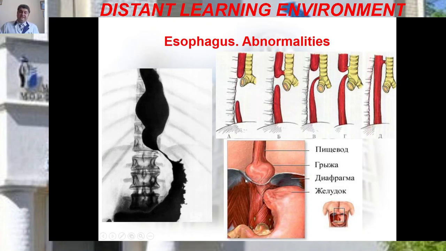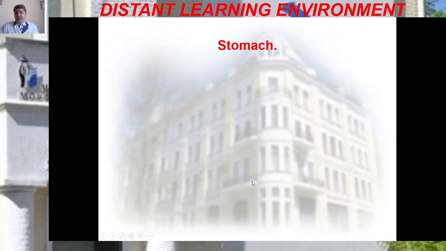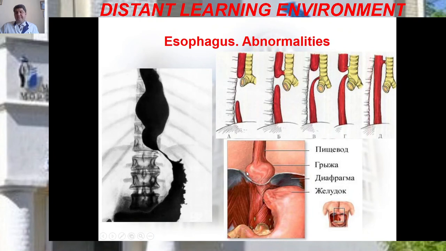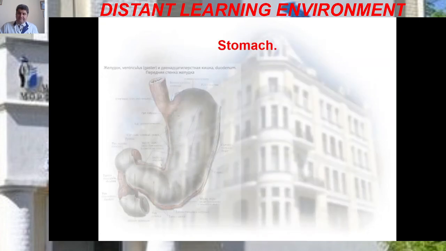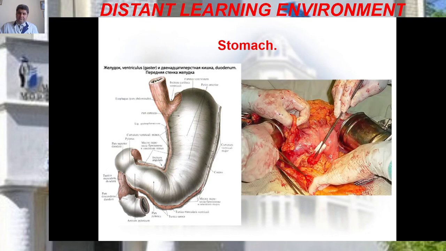On this picture you may see the diaphragm hernia, and also you may see expulsion of the esophagus. Next, abdominal cavity and organs of the abdominal cavity. You may see the stomach, and one part of an operation on the stomach.